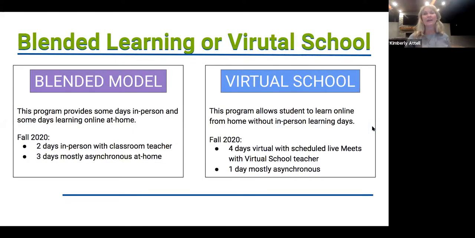I think that, depending on the circumstances, we're hoping that we'll be in person, but we wanted to give you some information tonight in case we weren't in person next year. So the blended model currently is that we have 2 days in person with the classroom teacher and 3 days mostly at home independent learning. Every day though, students get to meet with their teacher. And we have the students in the classroom divided in half.